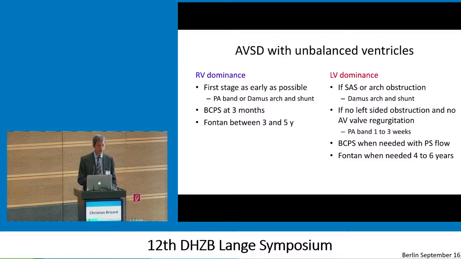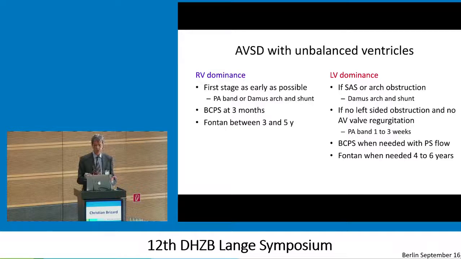We do a BCPS at 3 months because it's very important to unload this ventricle as soon as possible, and a Fontan between 3 and 5 years of age. In case of left ventricular dominance, we have more leeway. So if there is subaortic or arterial obstruction, we would do a Damus arch and shunt.